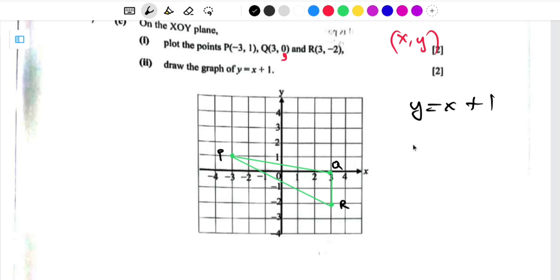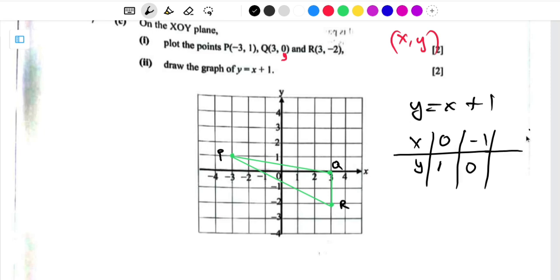So we have to come up with now the table of values. If I put 0 on x, what is going to be y? Y is going to be 1. Okay? Then when I put 0 on y, what is going to be x? X is going to be negative 1. Then again, if I choose to put, let's say, negative 2 on x, what is going to be the value of y? The value of y is going to be negative 1.